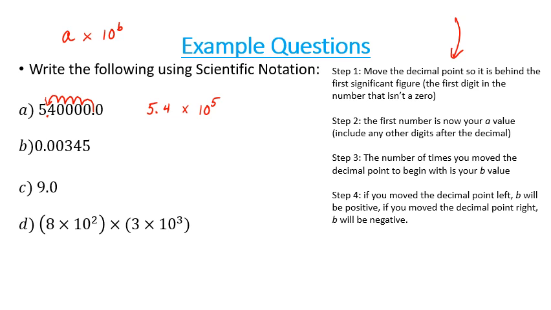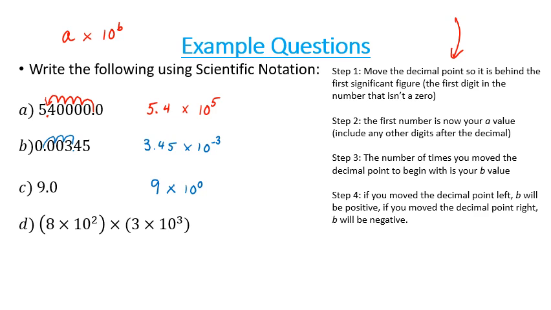For the second one, I want to move the decimal point behind the first significant figure. So I've just moved it there. I now know this is going to be a 3. I'm going to put my decimal point and the rest of the digits that aren't a 0. I know it's going to be times 10, and I've moved it 3 spots to the left, so this is going to be a negative 3. In question C, it's already behind the 9, and I haven't moved it at all, so it's going to be 10 to the power of 0.